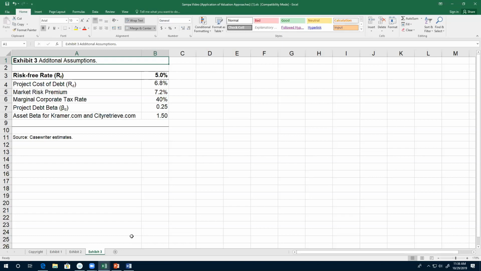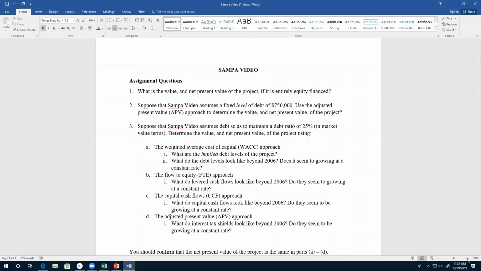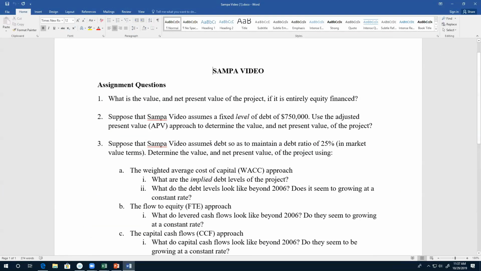Okay, so tell me. Let's take a look at the first question that I posed, which is perhaps the simplest one. What is the value and the net present value of the project if it is entirely equity financed? Basically, what I'm asking is the value of the unlevered project. If you're trying to determine the worth of a project as if it were completely unlevered, what would you do? What would be your line of attack? What are the two things that you would need? Benjamin? Cash flows and the discount rate.